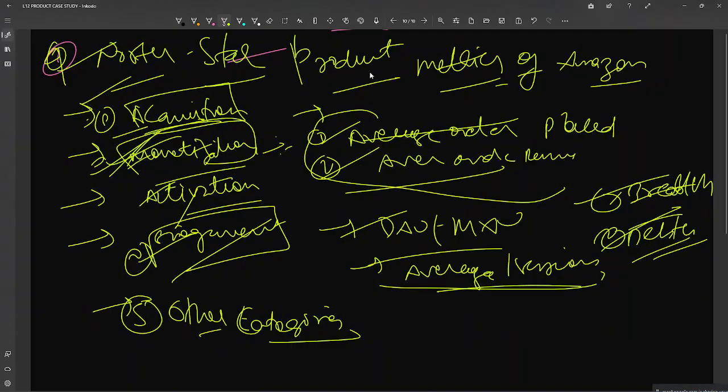Sir, suppose there is a metric average rating per user. Where will we classify that? Engagement, because that gives an indication of whether it will come in retention, sir. Sorry, my bad. It will come in the retention bucket. Okay. Retention.